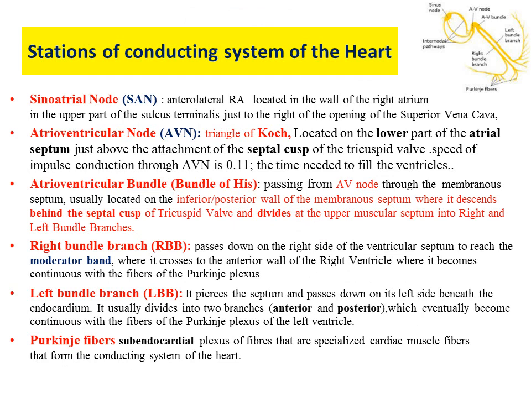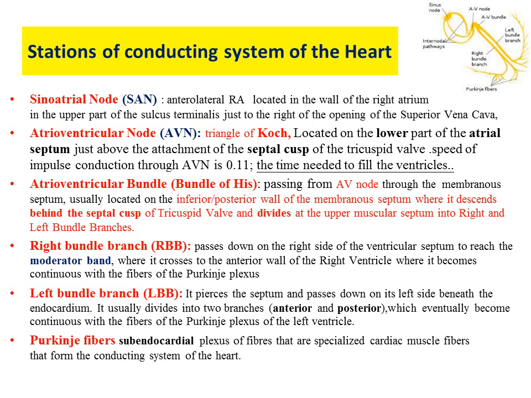If we are to talk in more detail about the stations where this conducting system of the heart starts, how it works, and the locations of those stations, starting at the sinoatrial node. The sinoatrial node is situated in the anterolateral part of the right atrium, located specifically in the wall of the right atrium, in the upper part of the sulcus terminalis, just to the right of the opening of the superior vena cava. Let us keep this locus in mind.